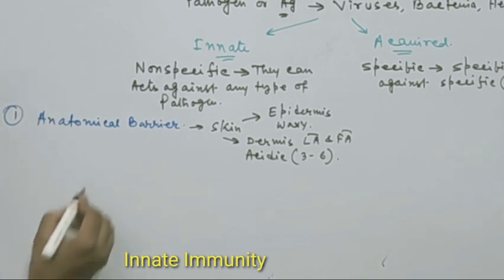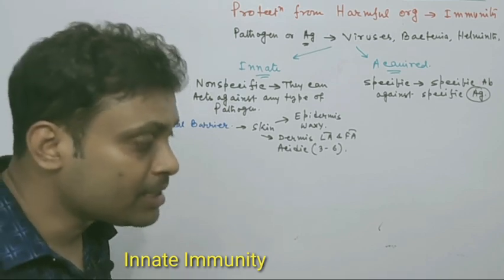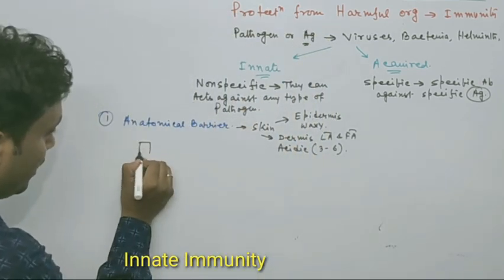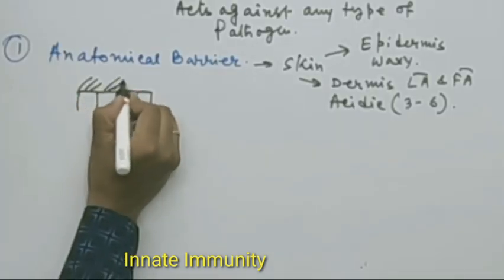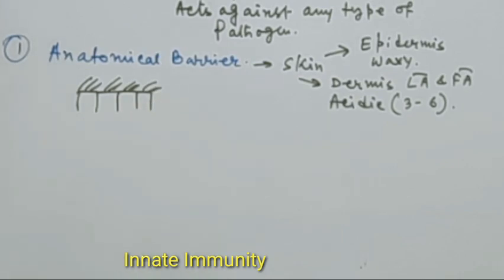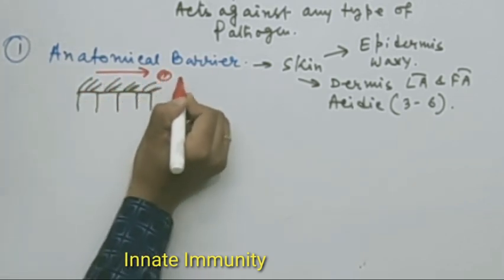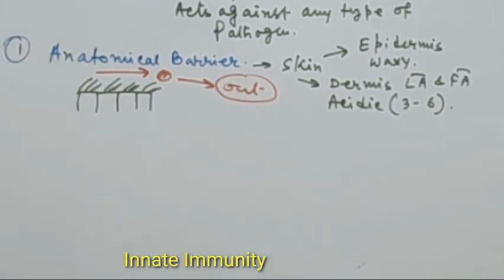Apart from this, our respiratory system, our digestive system, and our urogenital system contain many ciliated epithelial cells. When any pathogen tries to enter into our body, these cilia sweep this pathogen out. This is also called an anatomical barrier.